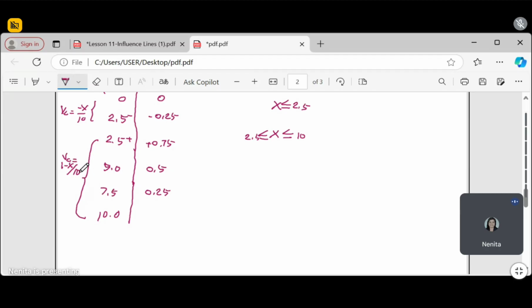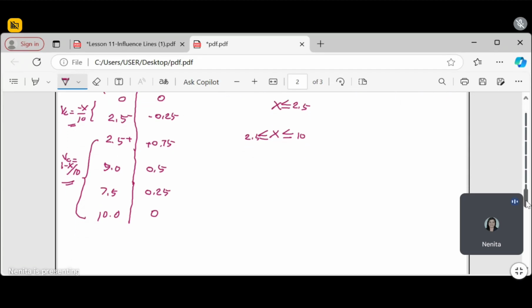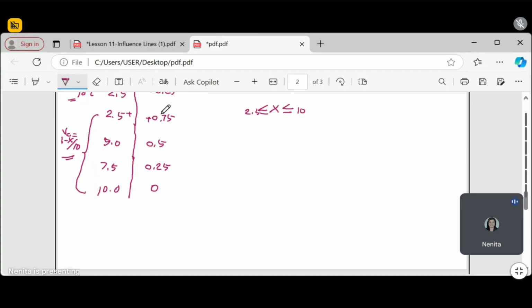Kung siya ay 10 over 10, 1 minus 1, di ba? 10 over 10 is 1, is equal to 0. Okay. Nakuha niyo ang points? Nakuha niyo how did we get the values? We are just following the equations ng B sub C, then assigning these values ng X. Specified points. Hindi naman kailangan nadamihan natin.